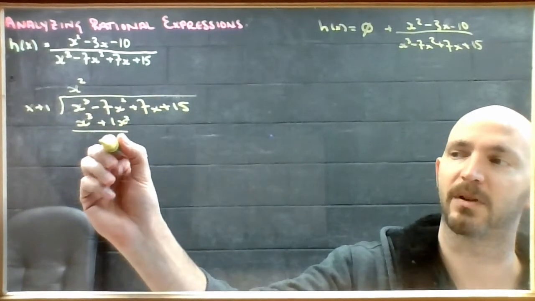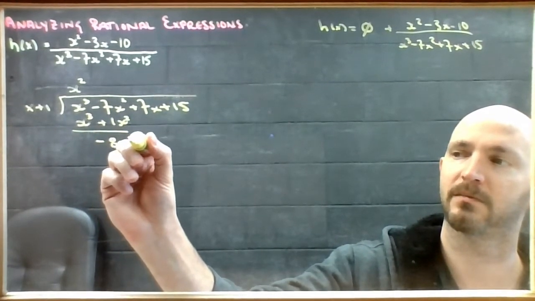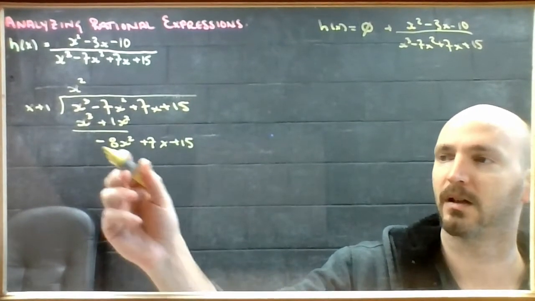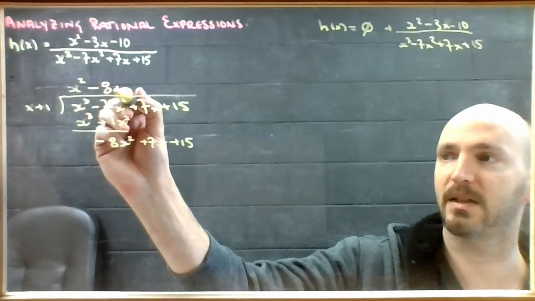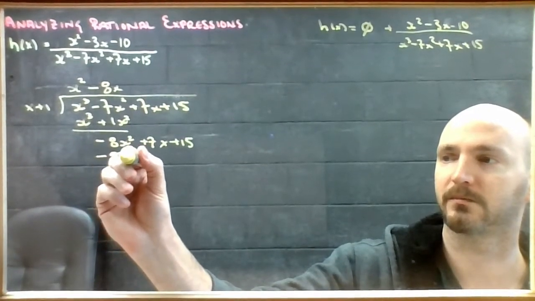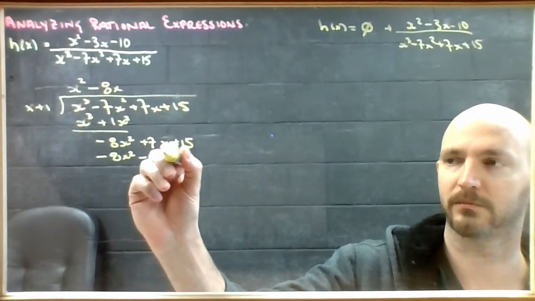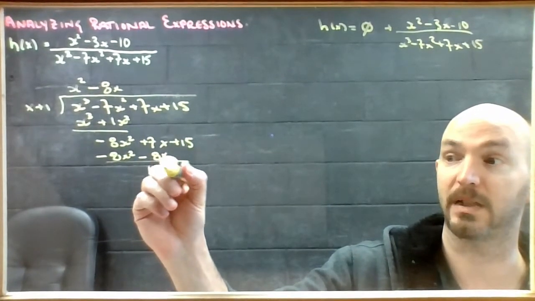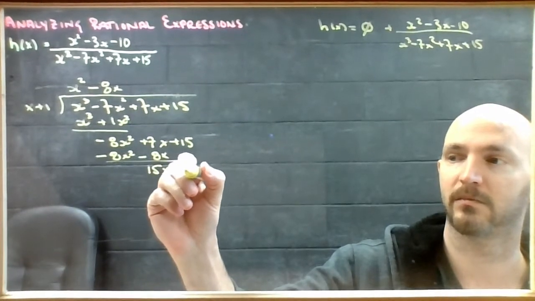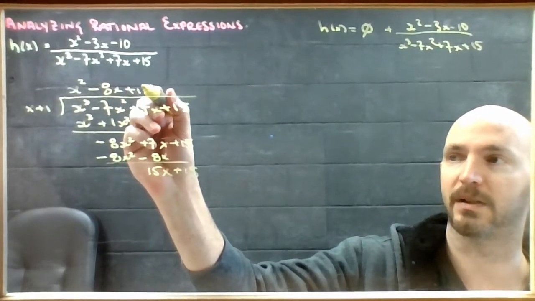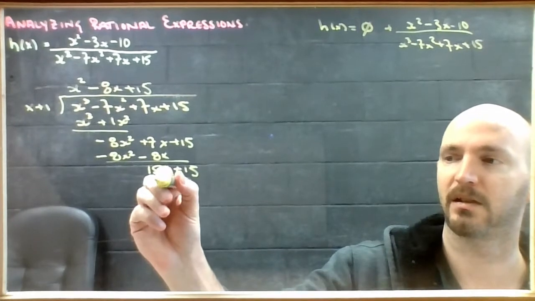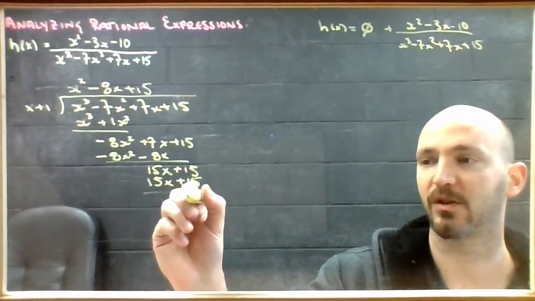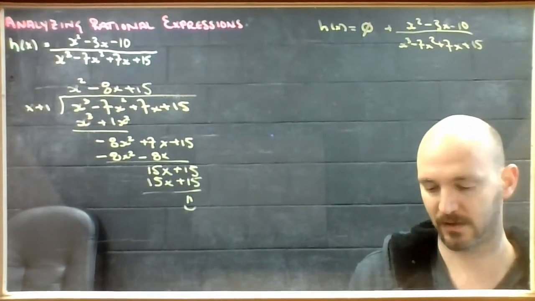Minus 7 minus 1 is minus 8 of them. So we'll need minus 8x of these. Seven minus minus 8 is 15. So I'll need 15 of those: 15x plus 15, which goes in evenly, as expected.